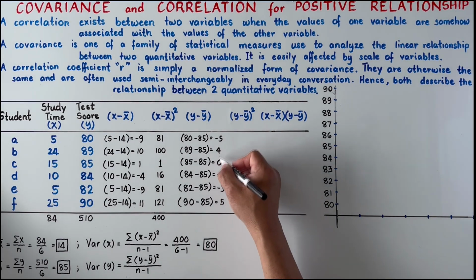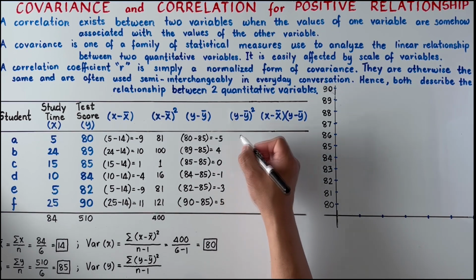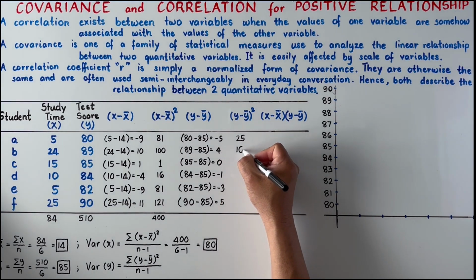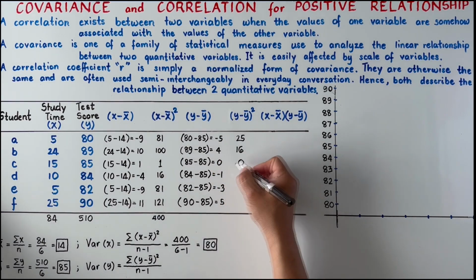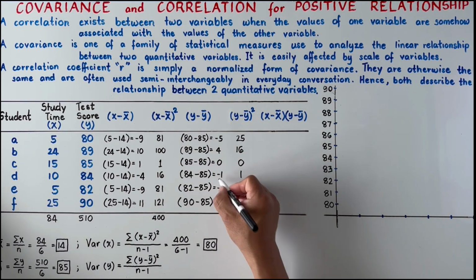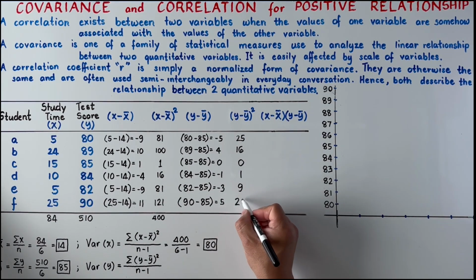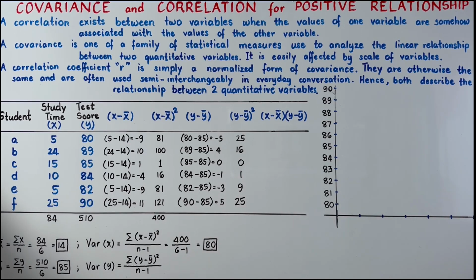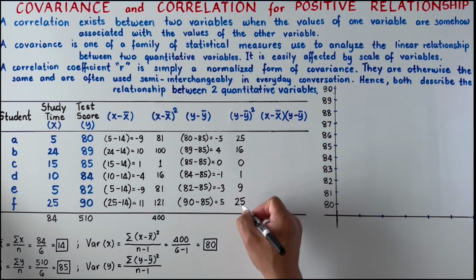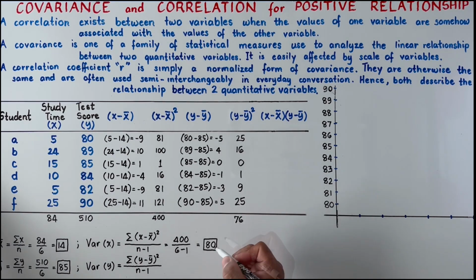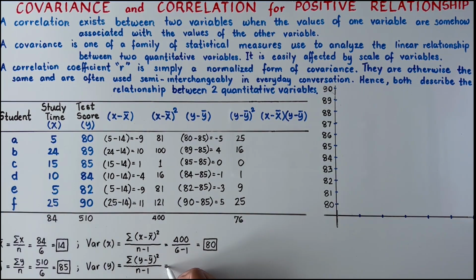And if you square these differences from its mean, we have 25, because this is the square of negative 5, 16 is the square of 4, 0 is the square of 0, 1 is the square of negative 1, 9 is the square of negative 3, and 25 is the square of 5. If you add all of this, you've got a sum of 76. So the sum of the square deviations of every value in y from its mean is equal to 76.